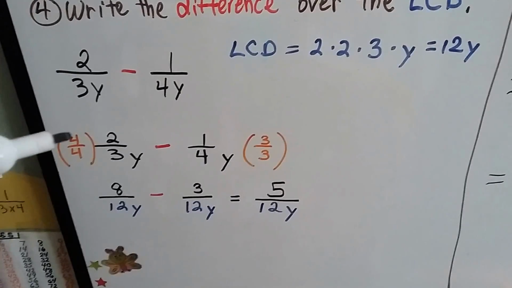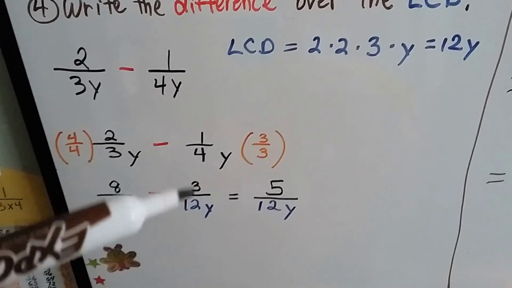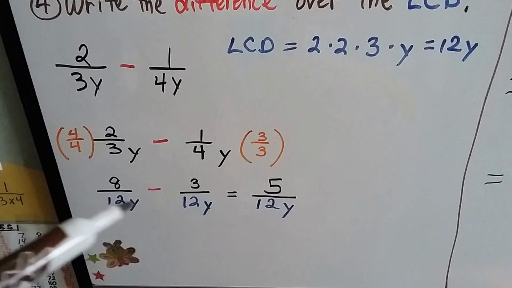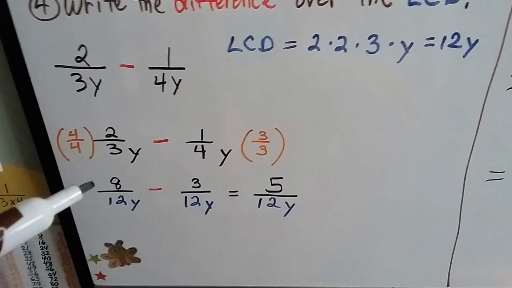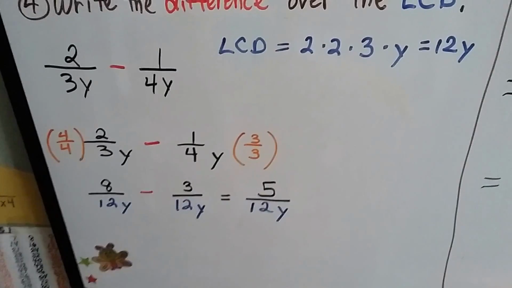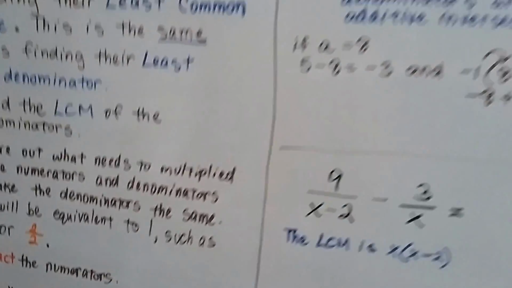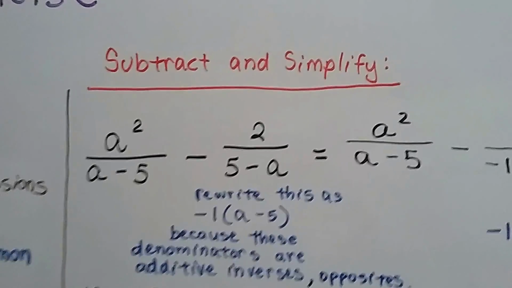When we multiply the numerators, we get 8 over 12y, and we get 3 over 12y. Now the denominators are the same, we can subtract. 8 minus 3 is 5, we get 5 over 12y. See? That wasn't too bad, was it? All right, so I have a few examples for you. Let's take a look at this one.